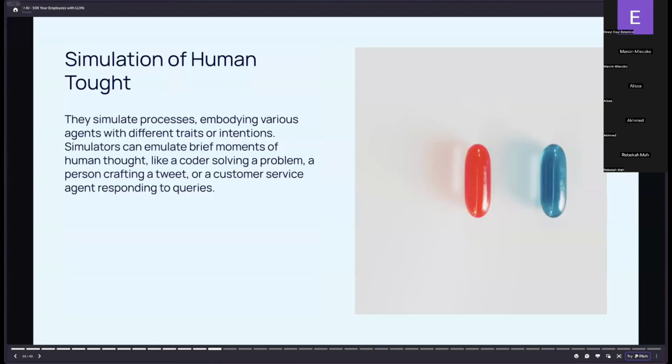Another one would be a simulation of human thought, where they have quick glimpses or short moments of human thoughts, where, for example, a coder solves a problem, a person is crafting a tweet, or a customer support agent is responding to a query. But once you have to go beyond that, so if you have to, for example, generate a whole book and really long text, it really falls down. So it can't do that anymore because it can't simulate the human thought long enough.